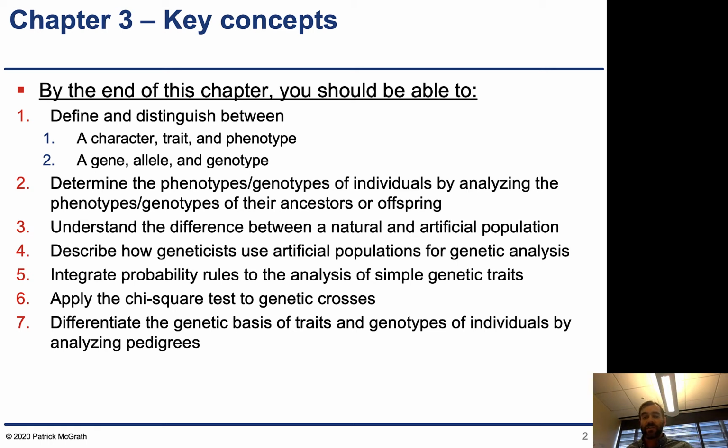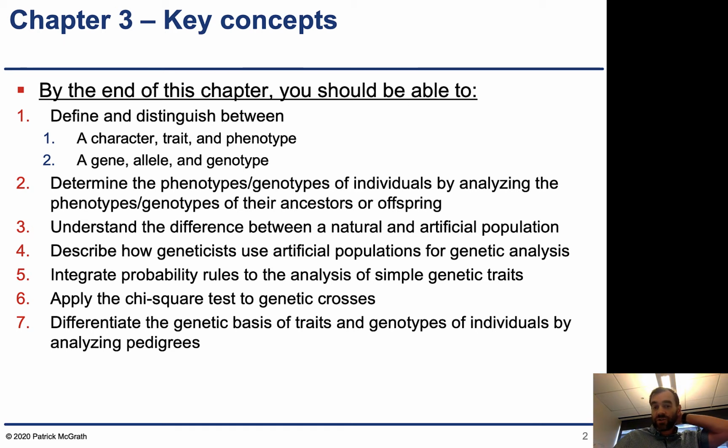So we're starting very simply in conditions where the rules are easy, and then we're going to make things a lot harder as we go through the following chapters. Understand the difference between a natural and an artificial population. In some situations we control the breeding, in some situations we don't. That's the essential nature of the difference. Describe how geneticists use artificial populations for genetic analysis. How do we use intercrosses? How do you use test crosses?